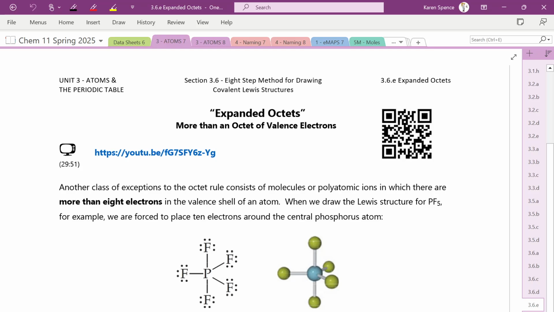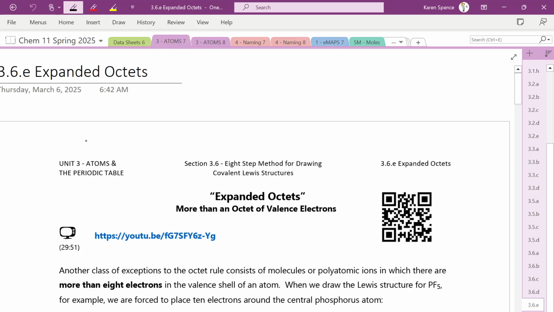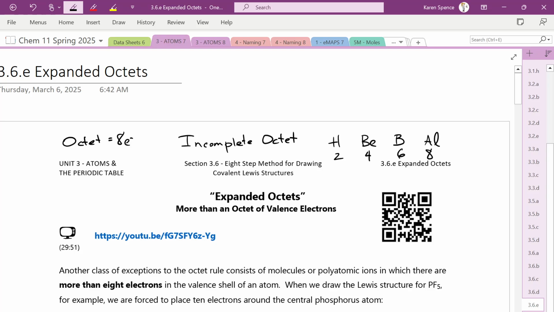So we had incomplete octets. Remember, everybody needs an octet, which is 8 electrons. We had incomplete octets, and the incomplete octets was hydrogen. Who else does not need 8? Beryllium needs 4. Boron needs 6. And aluminum needs not 8. What am I doing? It needs 6. Oh, dear me.